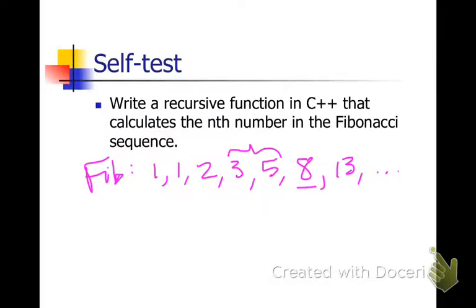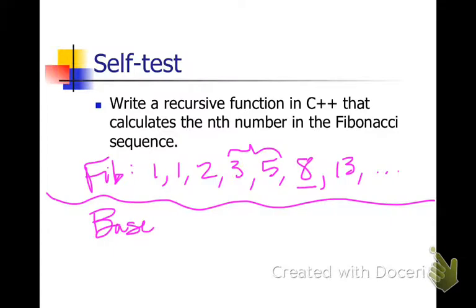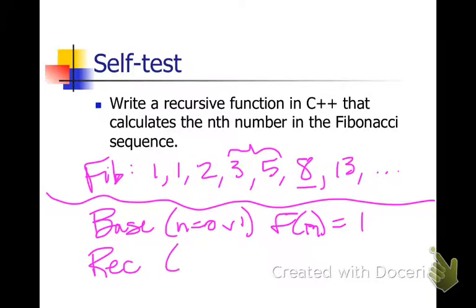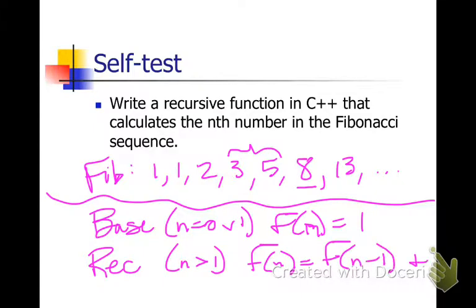So if I were to define this recursively, we would get, for the base case, n equals 0 or 1, f at n equals 1. Okay? And then for the recursive case, where n is greater than 1, we would say f of n equals f at n minus 1 plus f at n minus 2.